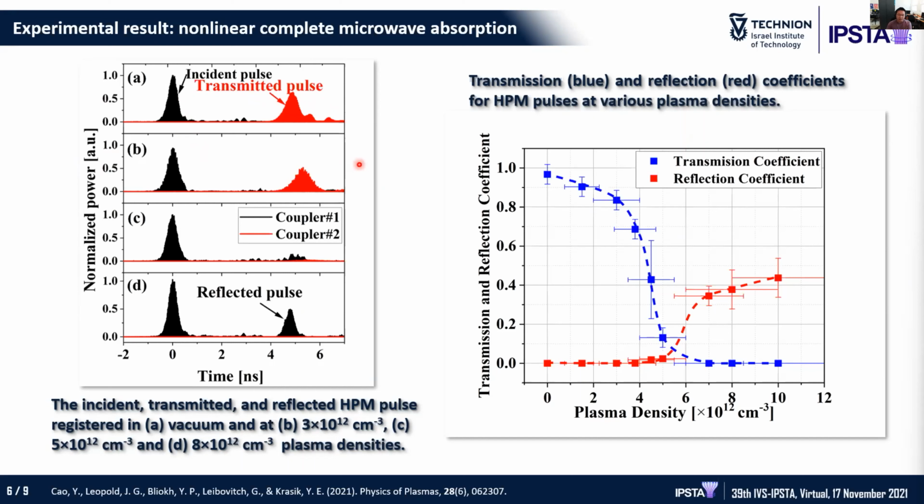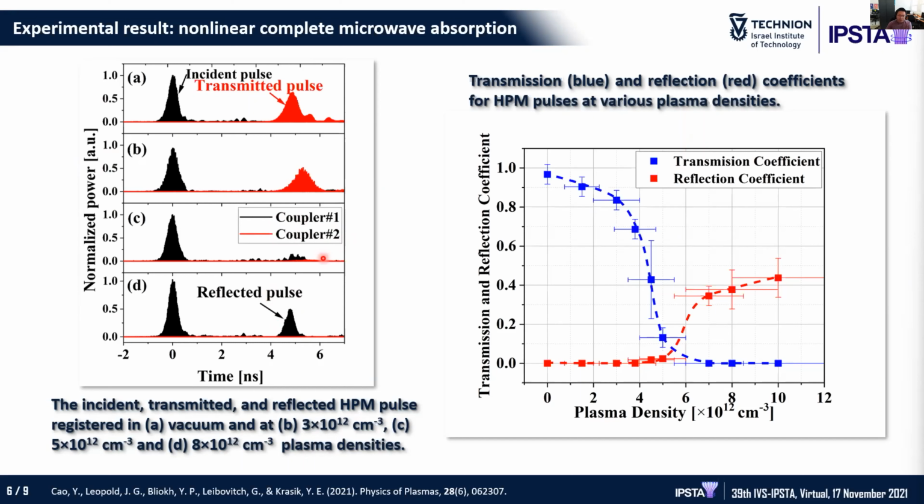The transmitted microwave pulse is smaller compared to the incident one due to some loss in the waveguide. And at a plasma density of 3×10¹² per cubic centimeter, the transmitted microwave pulse is smaller compared with the vacuum case. If we look at the case of 8×10¹² per cubic centimeter plasma, we don't see any transmitted microwave, but there is a strong reflected signal. And the most interesting case is in the plasma density range of 5×10¹² per cubic centimeter, where there is no transmitted and almost no reflected pulse observed.